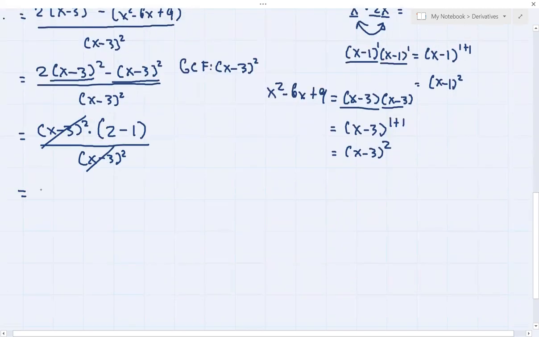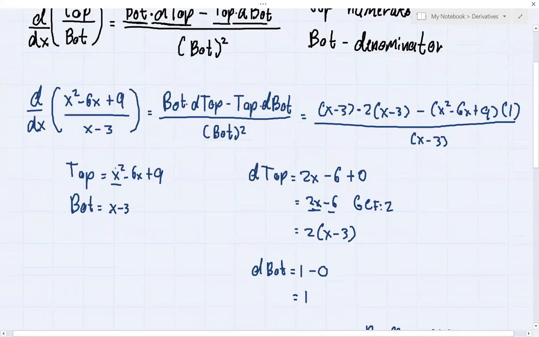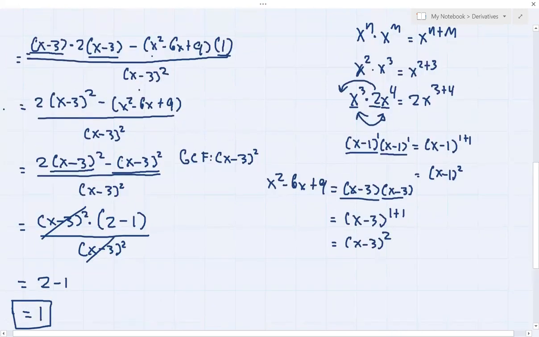So ano mangyayari? We have 2 minus 1. So 2 minus 1 is 1. That's it. And now, we proved it with quotient rule of differentiation na ang sagot dito sa derivative ng x squared minus 6x plus 1 all over x minus 3 is 1. O, diba? That's it. Okay? So now, let me give you one last example.